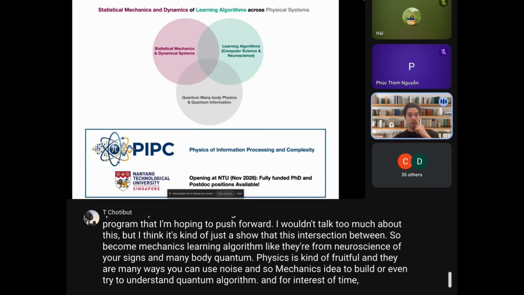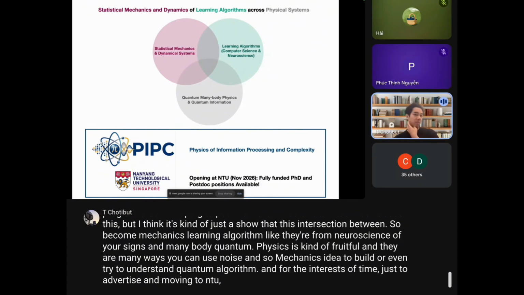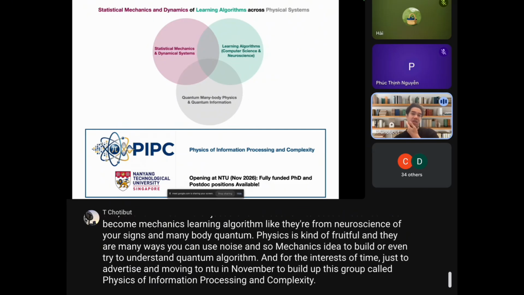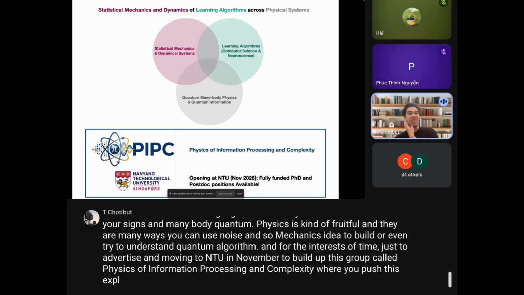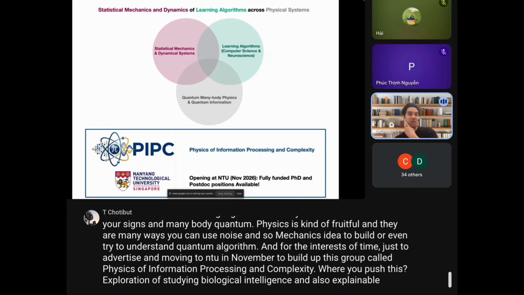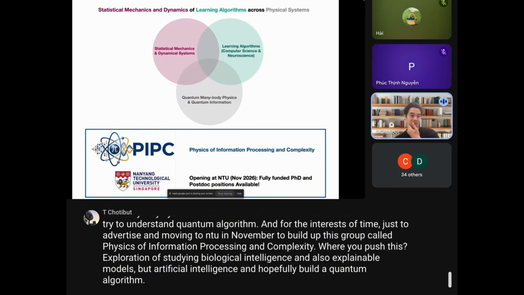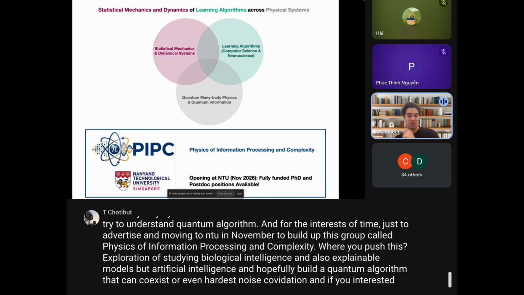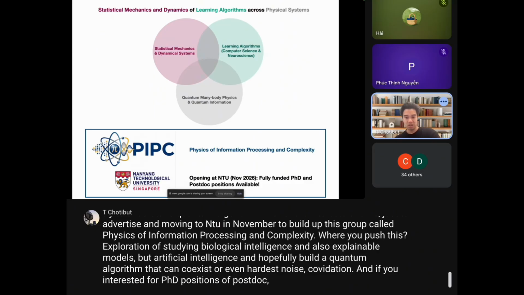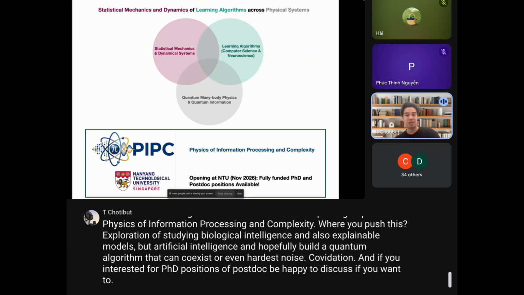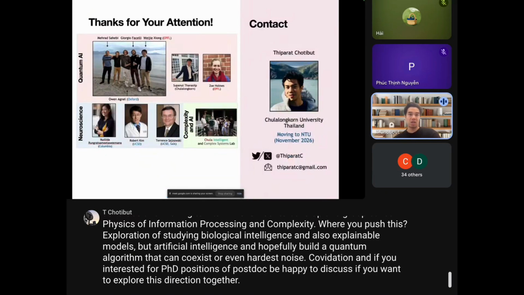And in the interest of time, just to advertise that I'm moving to NTU in November to build up this group called Physics of Information Processing and Complexity, where we will push this exploration of studying biological intelligence and also explainable models for artificial intelligence, and hopefully build quantum algorithms that can coexist with or even harness noise for computation. And if you're interested in PhD positions or postdoc, I'll be happy to discuss if you want to explore this direction together. And lastly, I'd just like to thank my close collaborators.